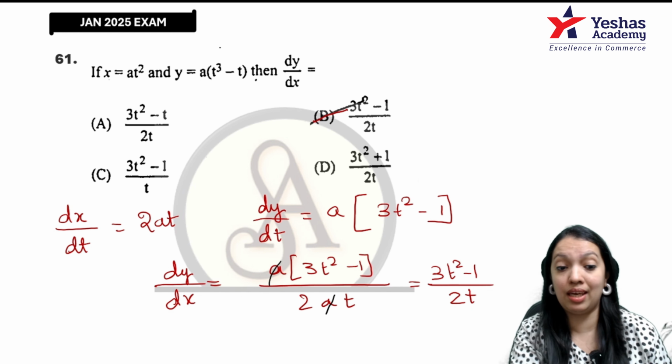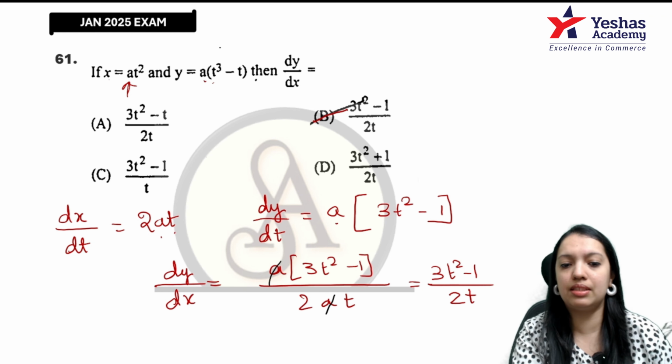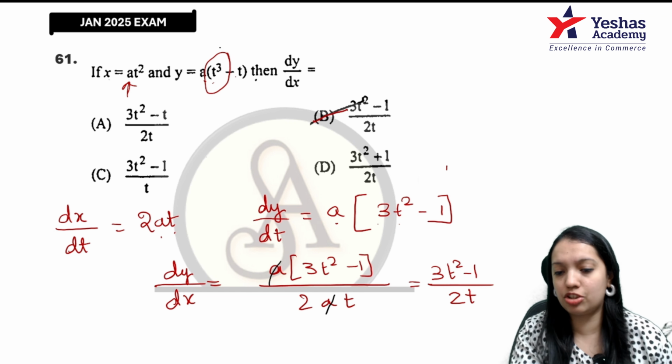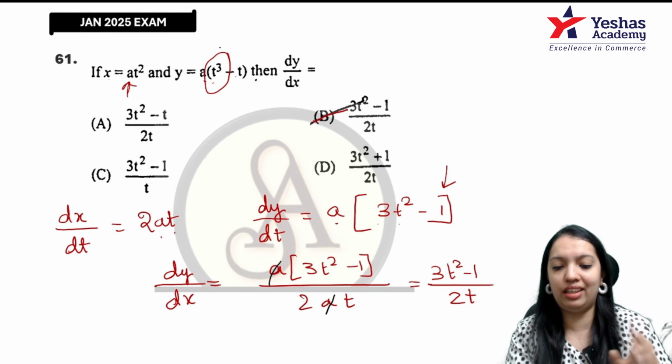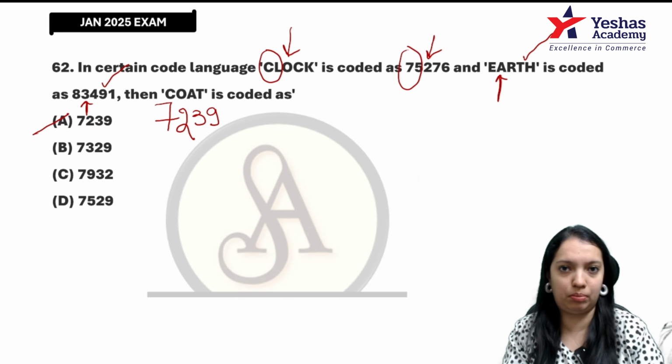Differentiation of x will be A, the constant, take that outside. Differentiation of t square is 2t. A, take that outside. Differentiation of t cube is 3t square minus differentiation of t is equal to 1. Divide these two, your answer is option B, 3t square minus 1 divided by 2t.